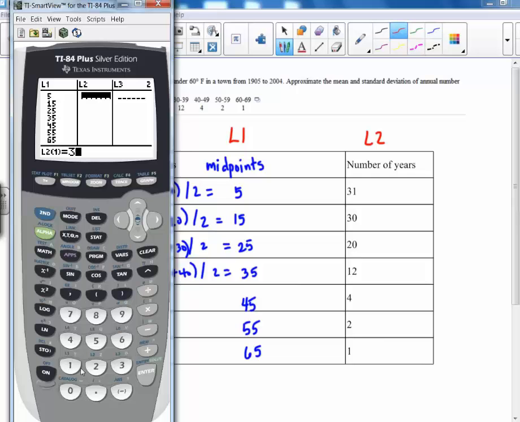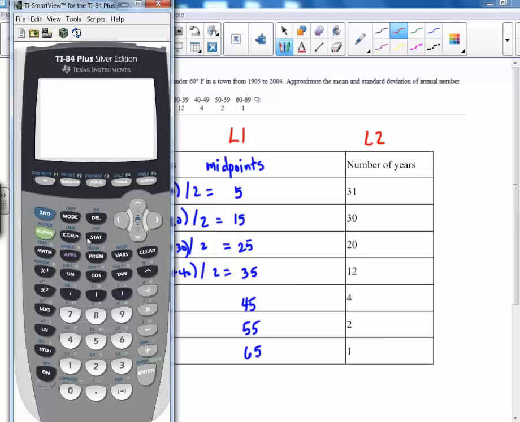So here's the 31, 30, 20, 12, 4, 2, and 1. Okay, now I'm just going to back away from the screen by quitting the screen. So I'm going to hit Second and Mode, and I'm back at my home screen.